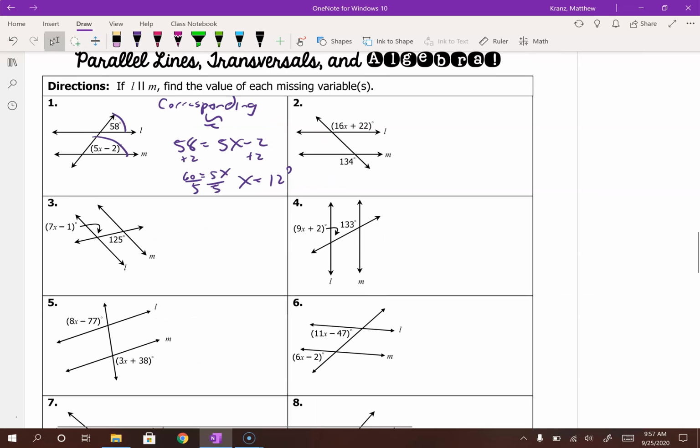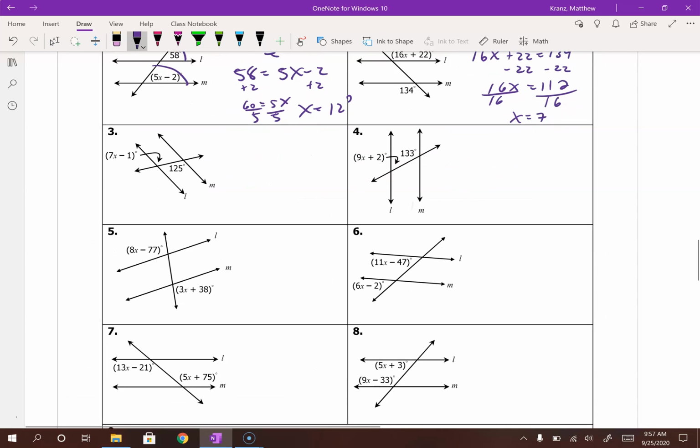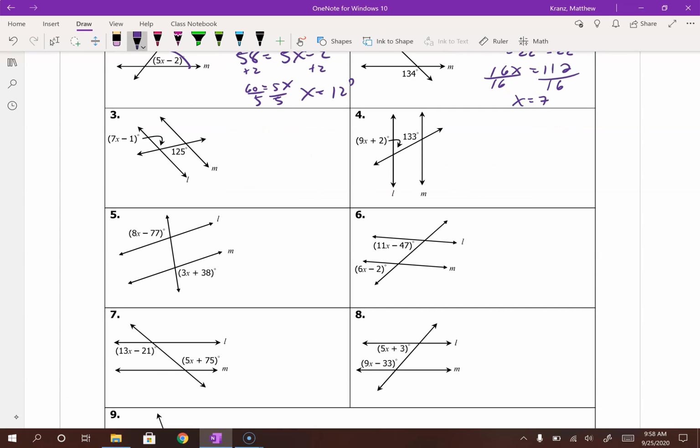If I look at number 2, these are alternate exterior angles, and they're also congruent. 16x plus 22 equals 134. Same deal, minus 22, 16x equals 112. And when I divide by 16, that is 7. So x is 7. All right, when I go to number 3, these ones are alternate interior, right? And I'll let you guys work on those.